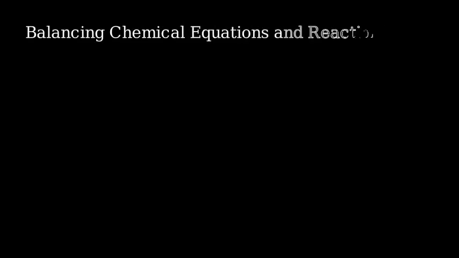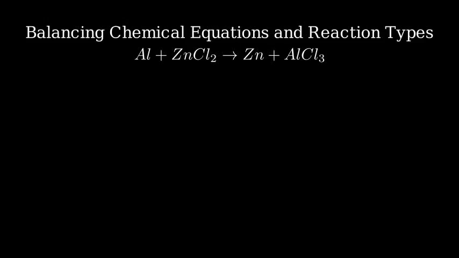Balancing chemical equations is a fundamental idea in chemistry. Today, we'll balance the chemical equation Al plus ZnCl2 equals Zn plus AlCl3. We'll go step by step to ensure the number of atoms for each element on both sides of the equation is the same. Later, we'll also identify the type of reaction this equation represents.